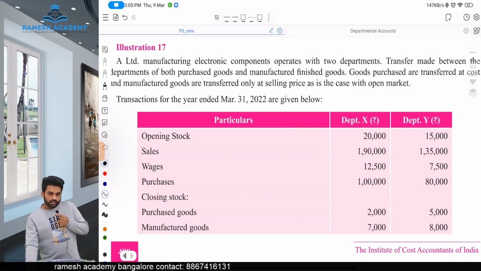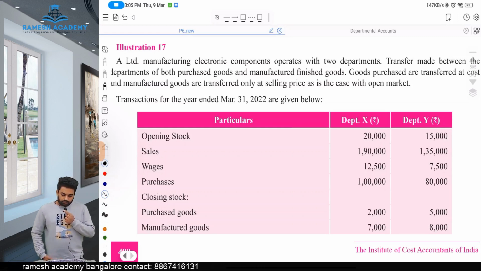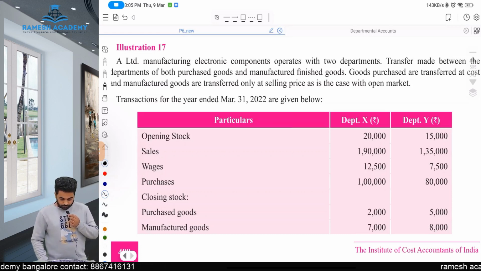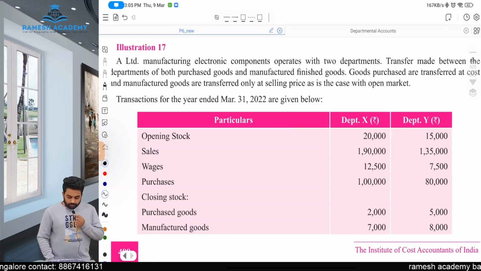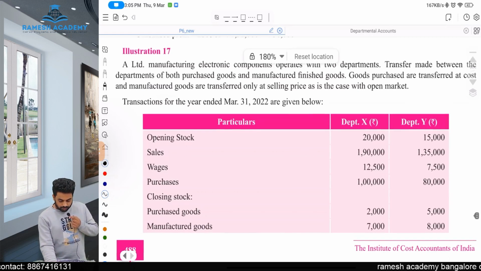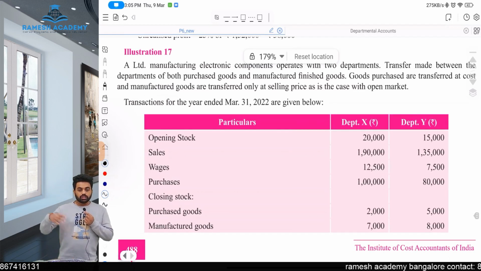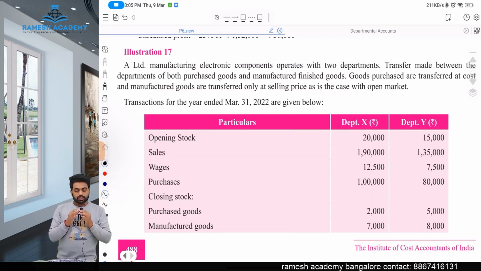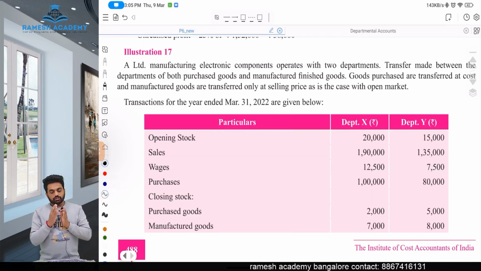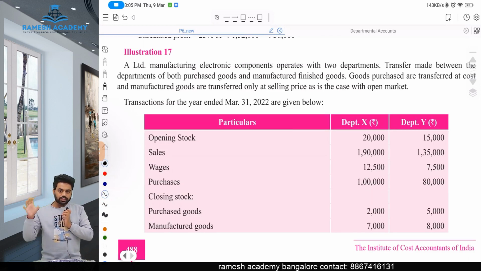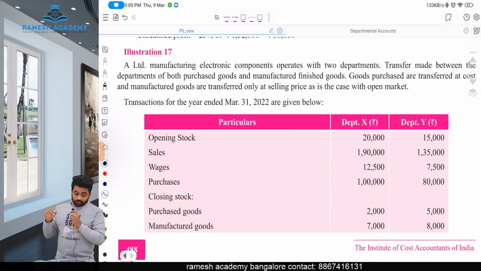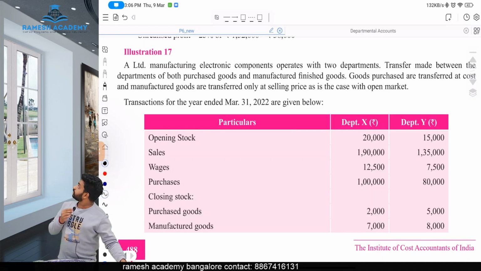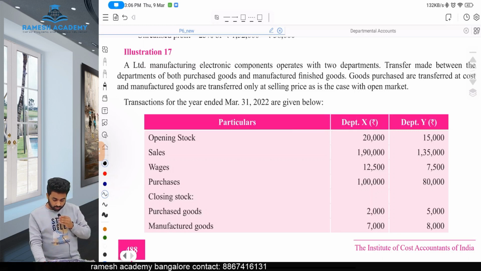A operates in two departments. Transfer made between departments of both purchased goods and manufactured finished goods. So transfer of both things will happen. Even if they purchase something and the other department wants that, they will transfer purchased goods directly. Sometimes they will also transfer produced goods.